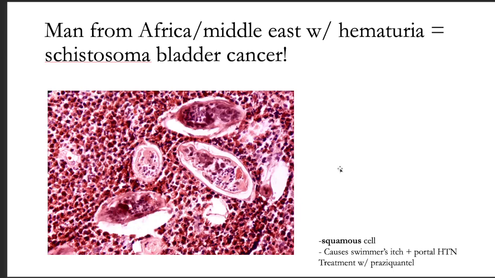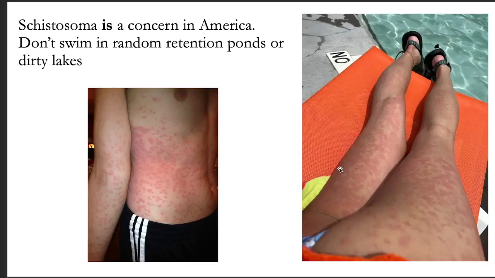This is associated with squamous cell carcinoma of the bladder. I believe this is in contrast to transitional cell carcinoma, which is more common in America. Now, one thing to know about schistosoma, it's also important in America. So you might have seen viral videos of people going swimming where they shouldn't, like retention ponds and dirty lakes, and you get this rash along your body, typically on the legs. This is called swimmer's itch, and it's also caused by schistosoma.